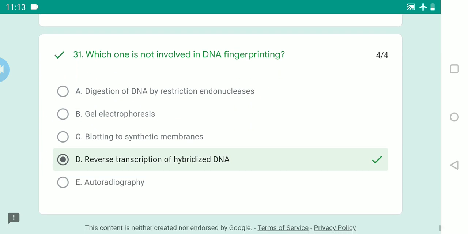The last question: which one is not involved in DNA fingerprinting? Whatever options they have given here, except one option, all are involved in the DNA fingerprinting technology. The digestion of DNA by restriction endonucleases, it is involved. Gel electrophoresis, it is also involved. Blotting to synthetic membranes, that is the Southern blotting technique, it is involved. Reverse transcription of hybridized DNA, it is not involved. Autoradiography is also involved. The reverse transcription was not discussed in the case of DNA fingerprinting technology, isn't it? So option D is the right option with respect to what is not involved in the DNA fingerprinting technology.